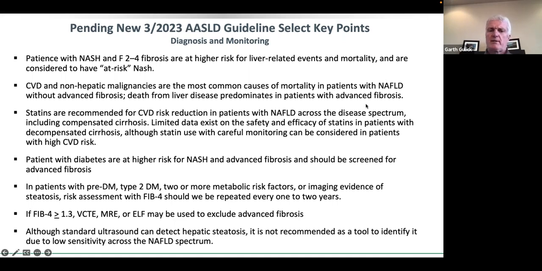Although standard ultrasound can detect hepatic steatosis, it is not recommended as a tool to identify it due to low sensitivity in NAFLD. And boy, I myself in my community practice have been doing ultrasounds for the longest time with that in mind.